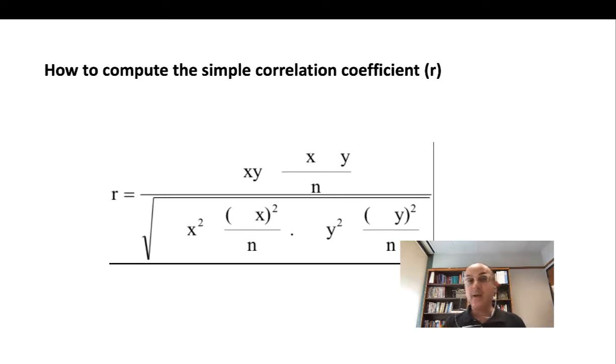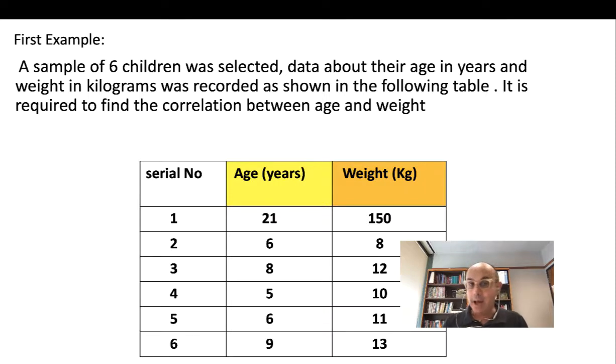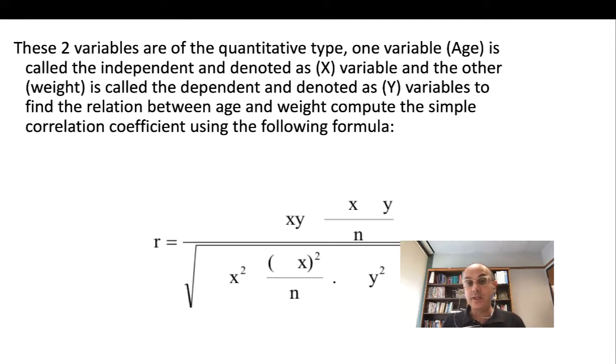We have x and y, the two variables that we are trying to measure, where the end result is the r, small r. Here is an example: 6 children were selected, and data about the age and the weight in kilograms was recorded and showed the following table. So we have age and we have weight, and this is the table that we have.